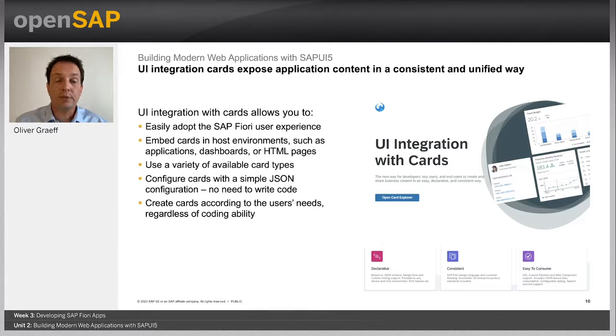Okay, before I end this unit, I have two more things to mention. One is UI integration cards. When you heard about the Fiori 3 design, you already heard about the cards. They are very flexible from a design aspect, flexible in size, flexible in what they can display. But they're also flexible from a technology point of view. Just by configuring them with JSON coding, you are able to use them in many different host environments. So you can see this is another effort to bring a consistent Fiori design across a portfolio of many different products.